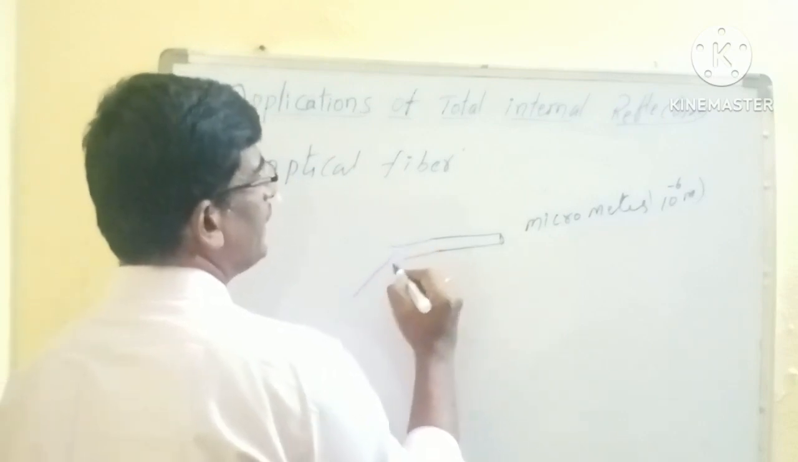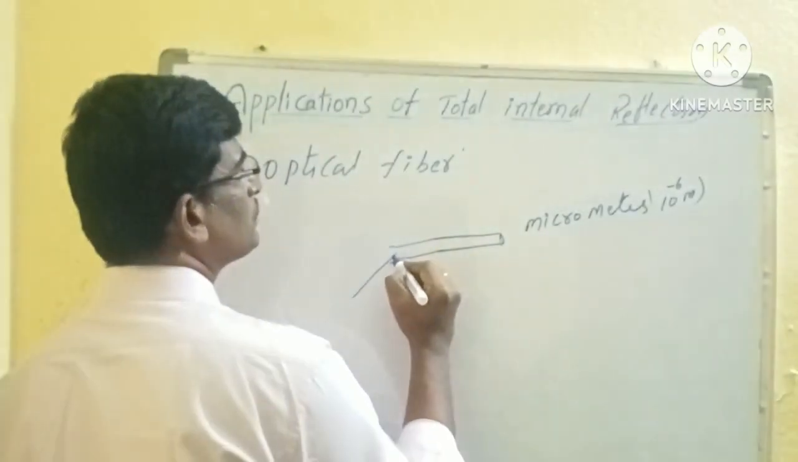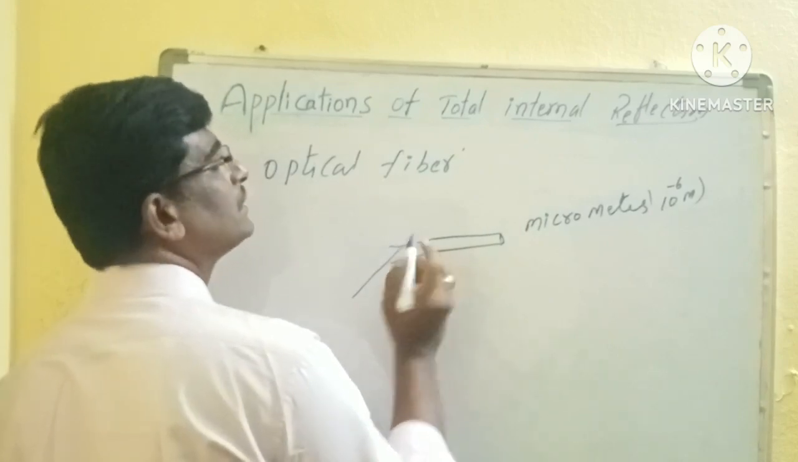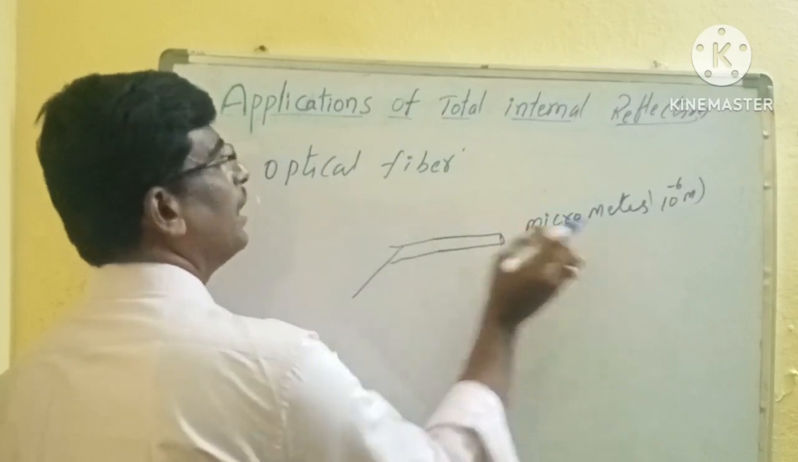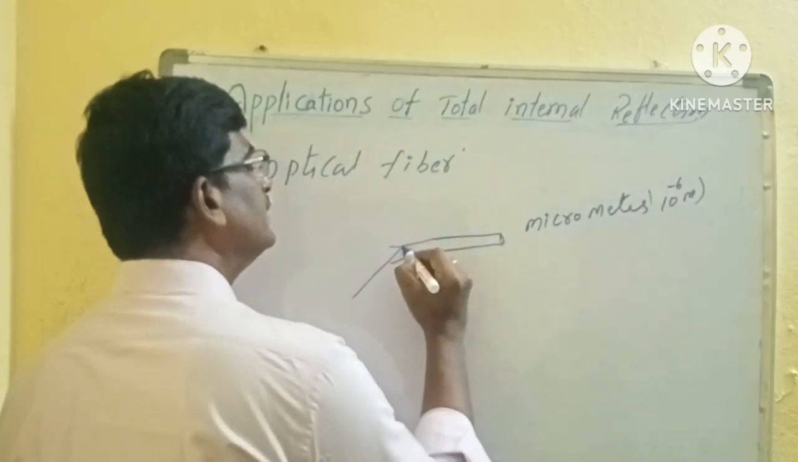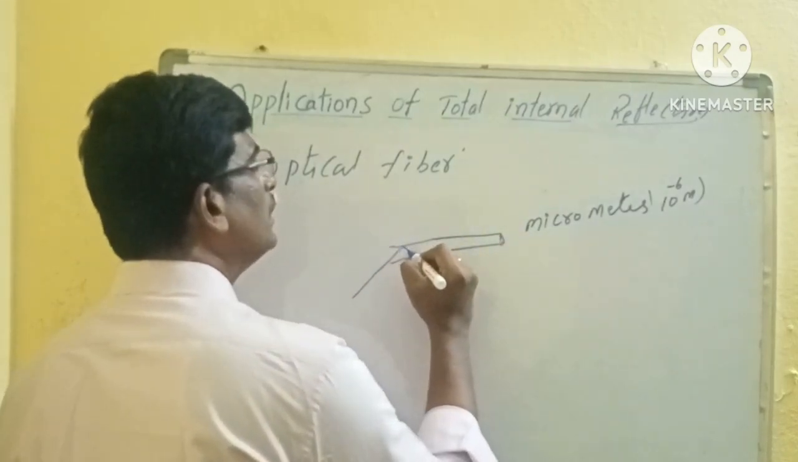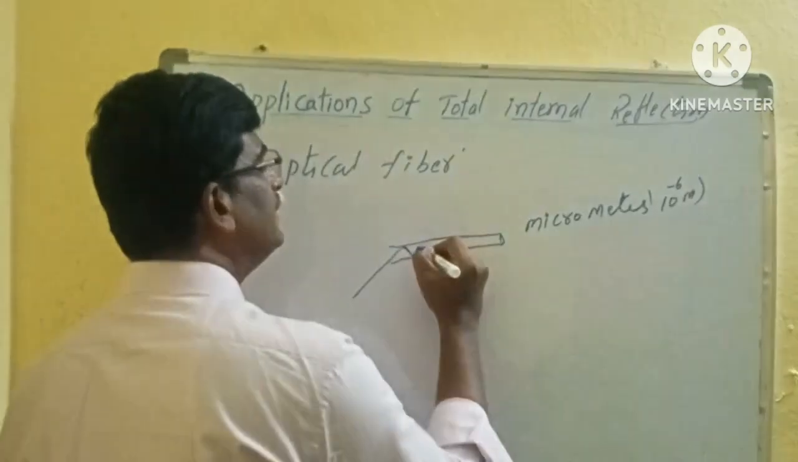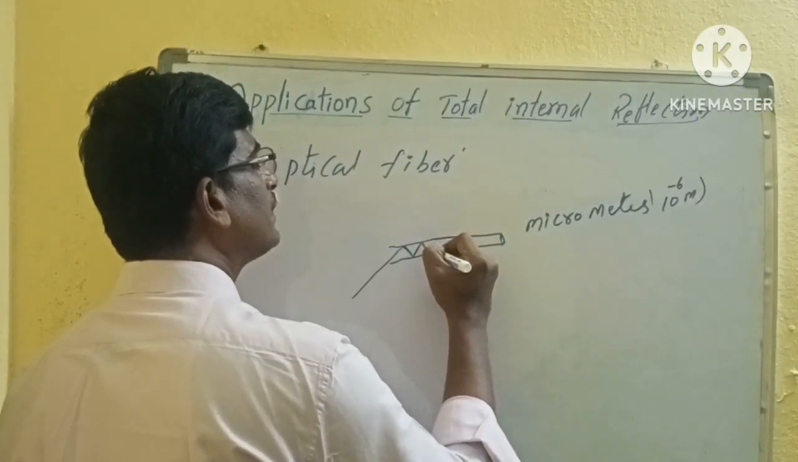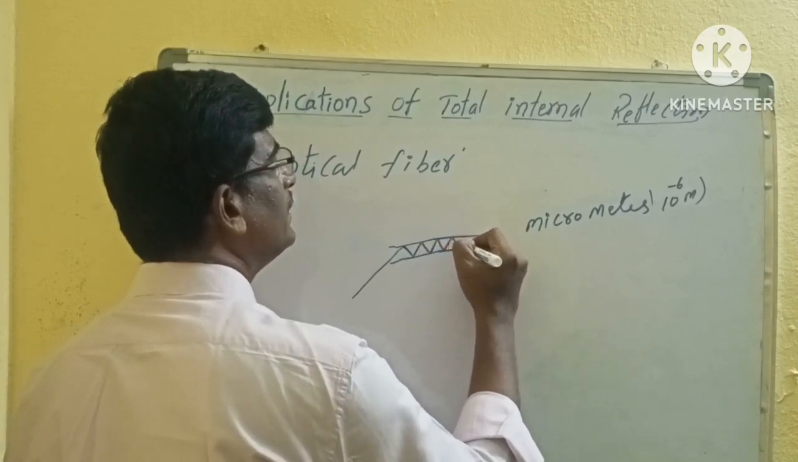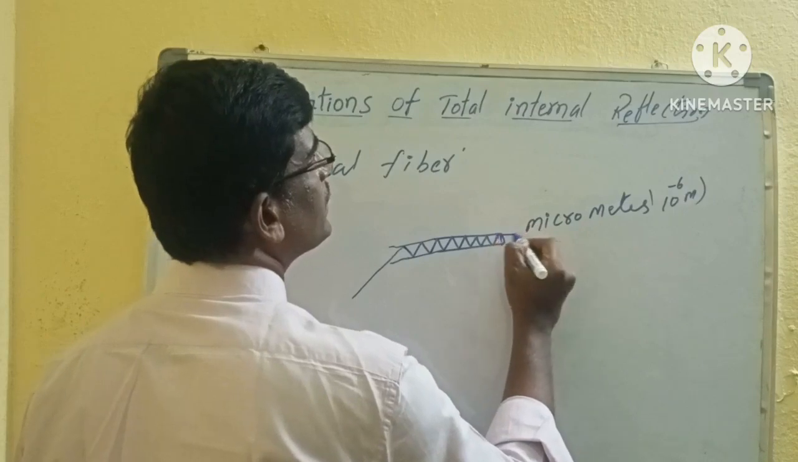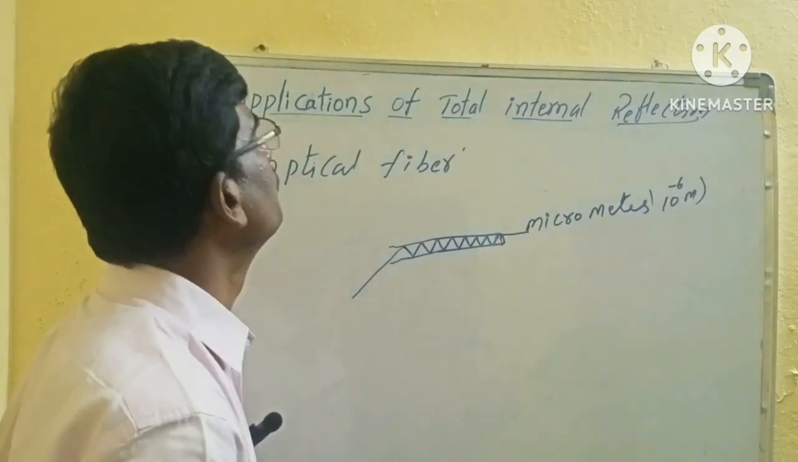since it has a very small radius, the light glances on the walls of the optical fiber. It gets reflected from the walls, reflects this way and travels this way, and finally it travels to the outside.